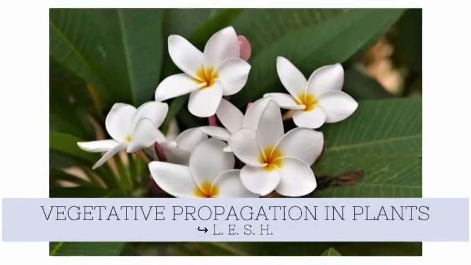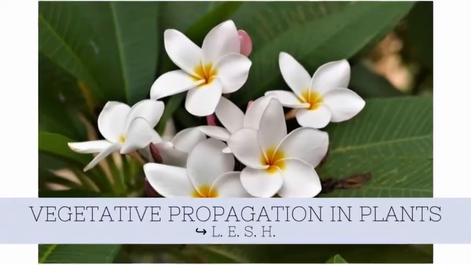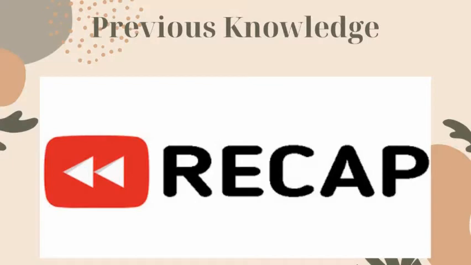Vegetative propagation, understand easily. In the previous video, we discussed asexual methods like fragmentation, spore formation and budding. In this video, we'll be learning vegetative propagation in plants, which is also a method of asexual reproduction.